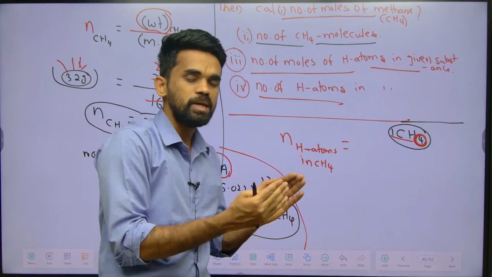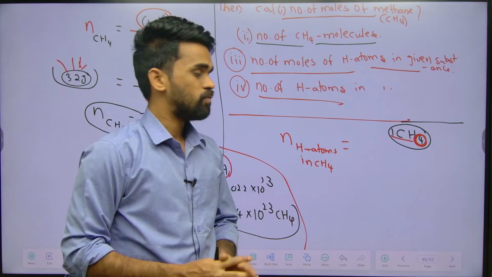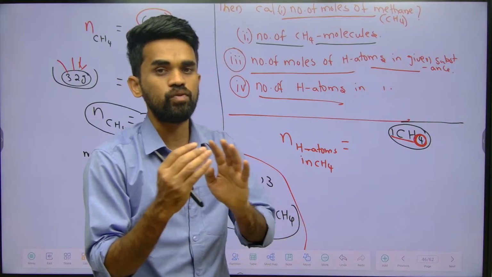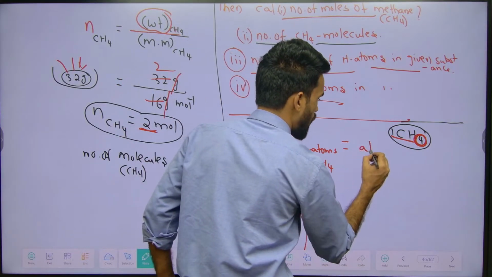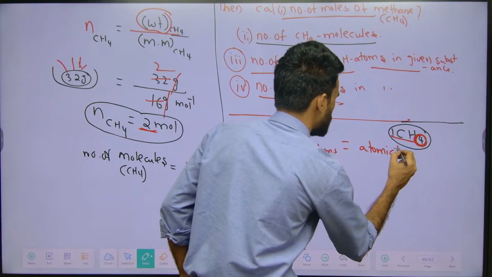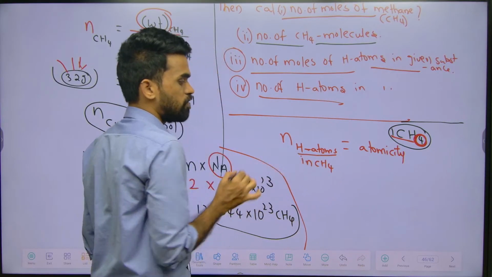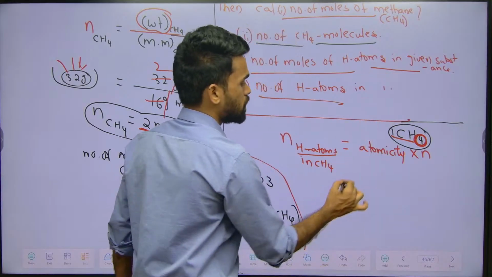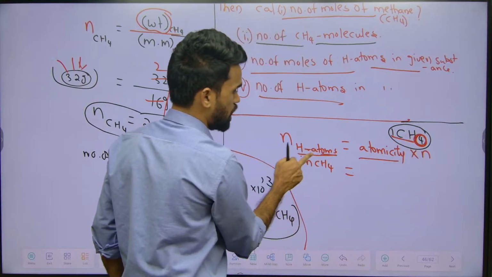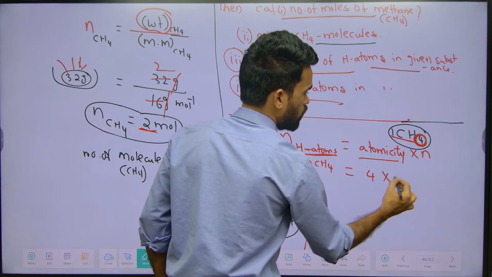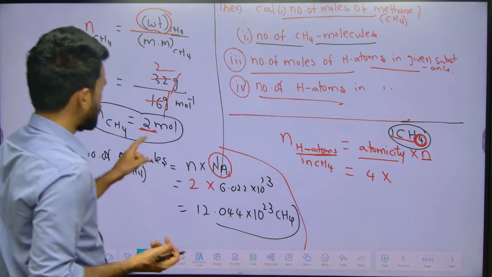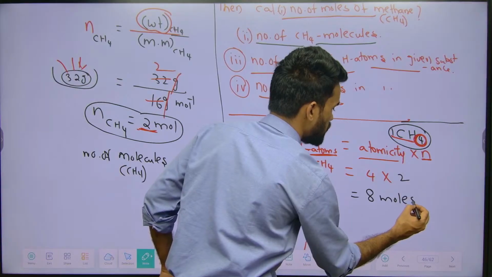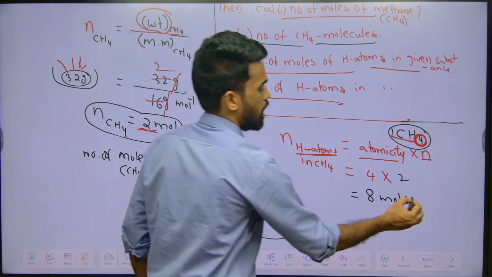So in one molecule of methane we have 4 hydrogens. Similarly, in 1 mole of methane we have 4 moles of hydrogens. That is nothing but atomicity. Whenever they ask the number of moles of particular atoms, it is the atomicity of that atom into the number of moles. The atomicity of hydrogen is 4, into the number of moles we got for methane, which is 2 moles. So 4 into 2, 8 moles of hydrogen atoms are there.